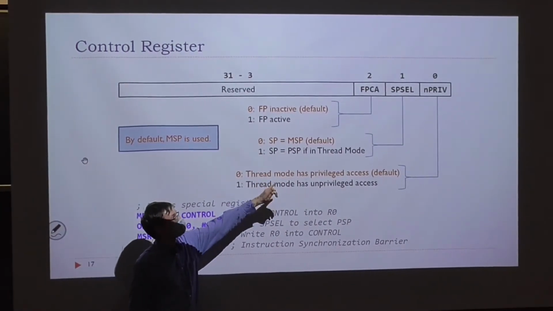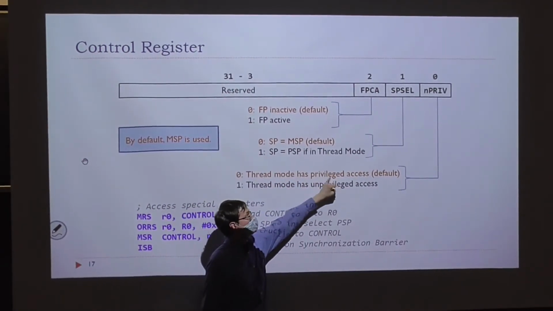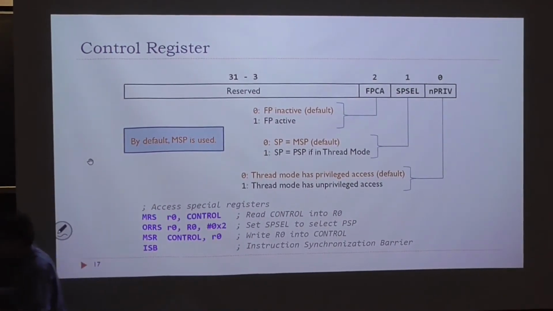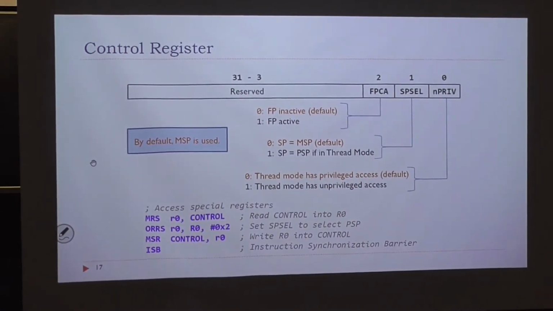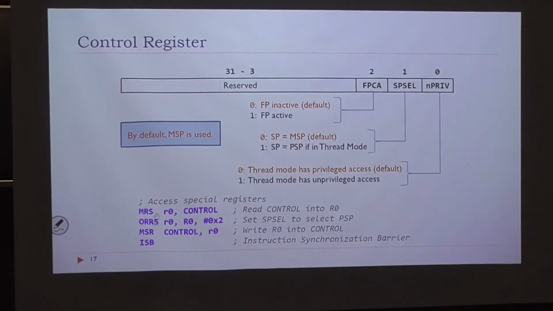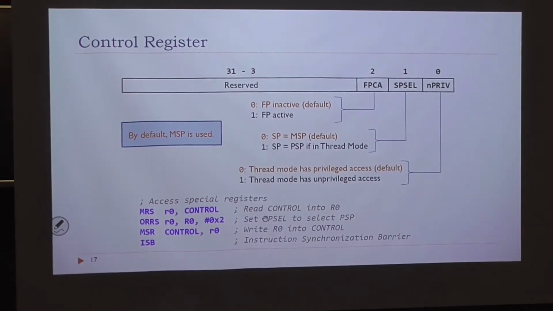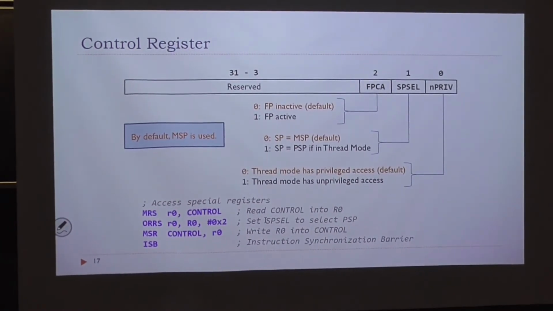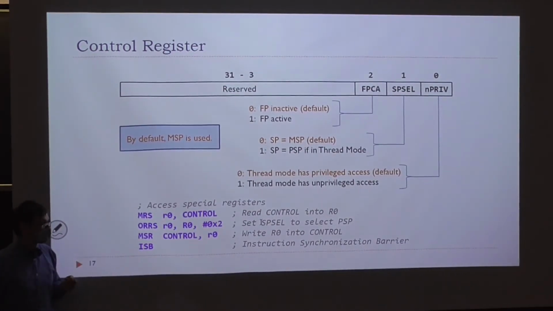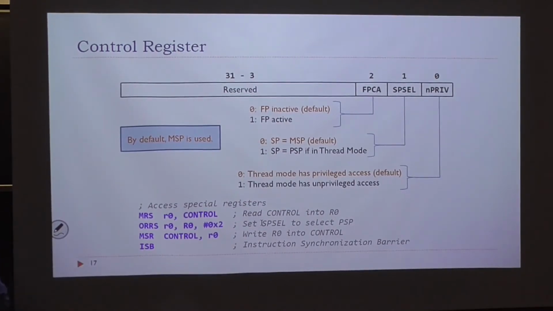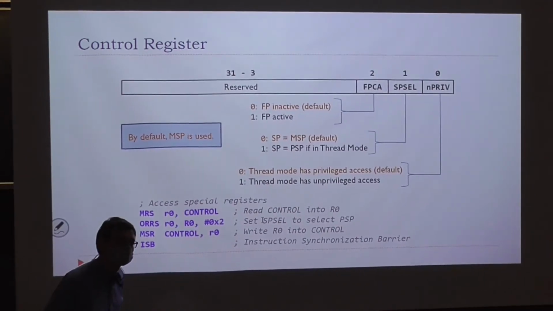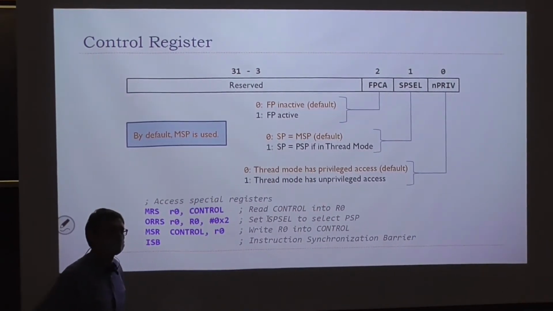So you can also set whether or not the thread has privileged access using another bit there. If you want to modify these, you can. It doesn't necessarily require assembly level instructions, but this is what it looks like in assembly. But yeah, FPCA stands for floating point context active flag, according to the textbook.